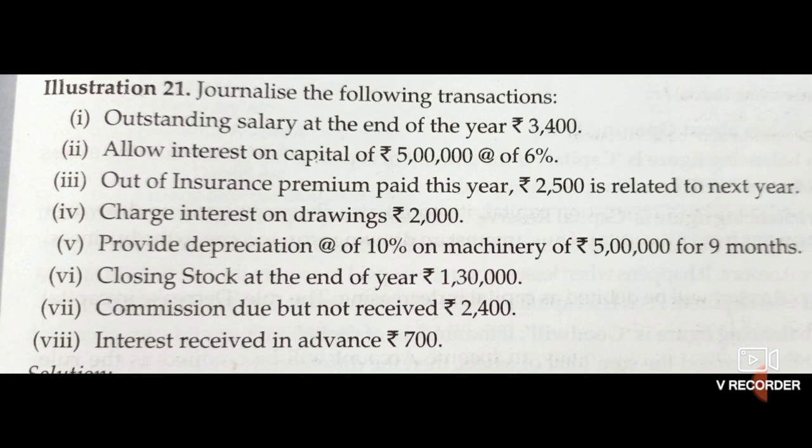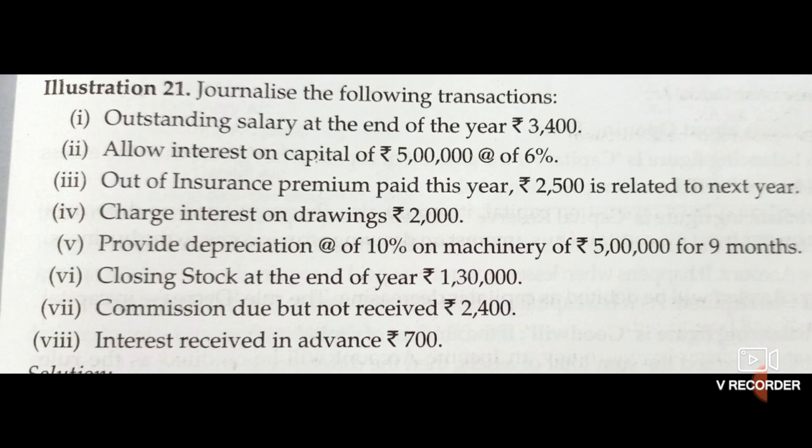It means the cost of machinery is rupees 5 lakhs. This machinery has been used for 9 months. So we have to charge, that is provide depreciation at 10% for 9 months.